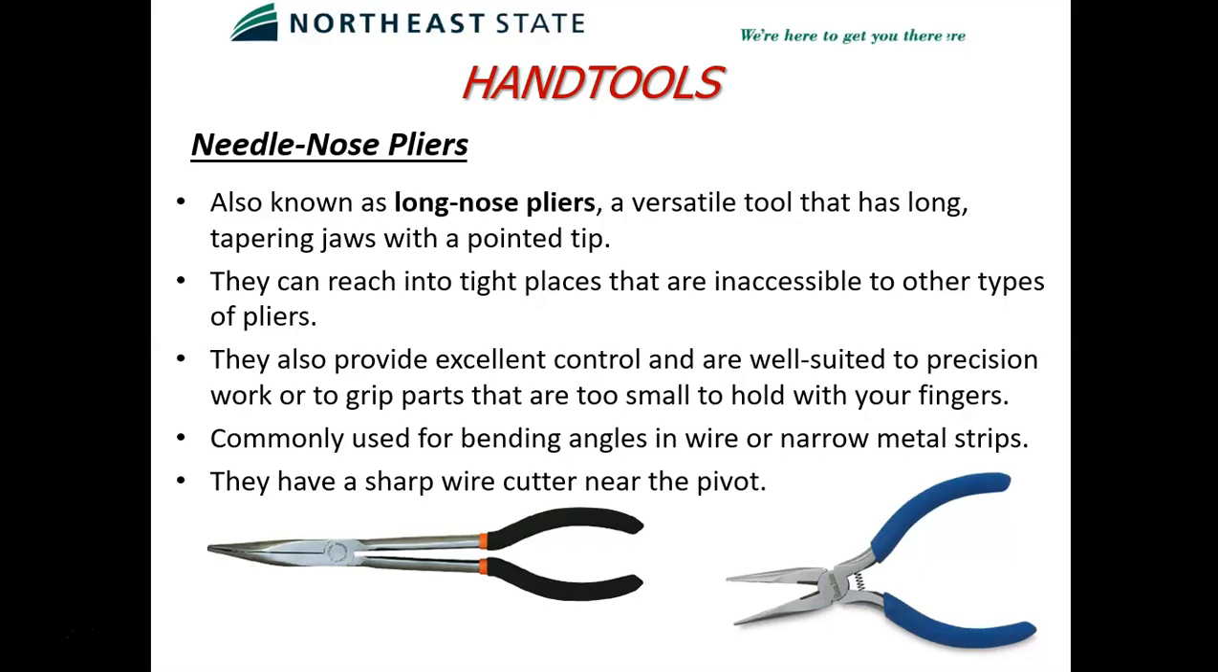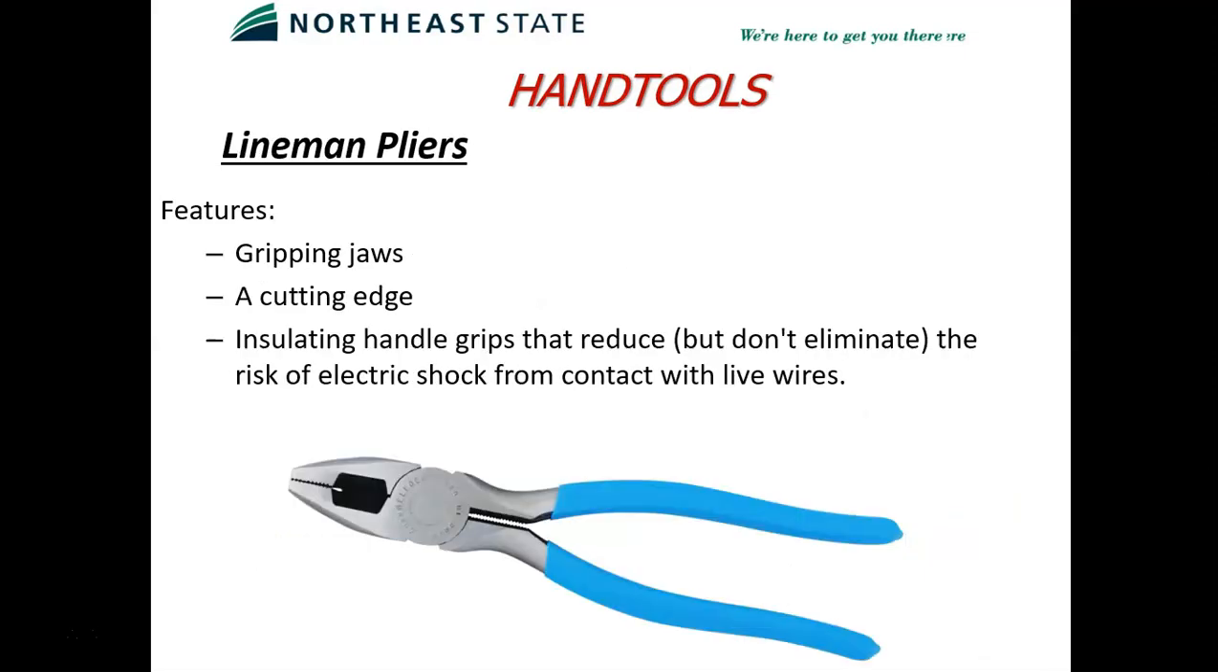You can get some that have the long jaws, the curved tips. They all have their place, their purpose. Some have a cutting edge built into them, like the picture on the right. You notice down at the bottom of those jaws, it looks kind of dark gray there. That's a little cutting edge where you can cut some wire.